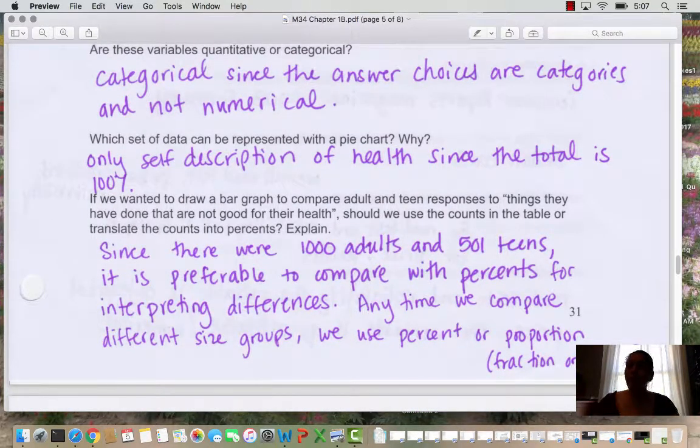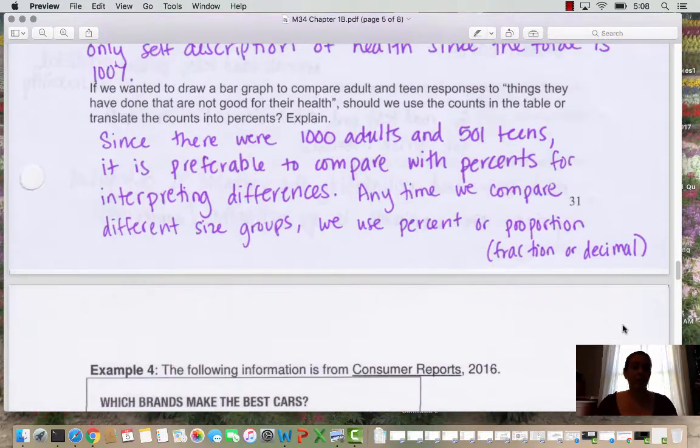So if we wanted to draw a bar graph to compare adult and teen responses, should we use the counts in the table or translate the counts into the percents? So since there were 1,000 adults and 501 teens, not the same amount in each group, it's preferable to compare with percents for interpreting differences. Anytime we compare different size groups, we want to use a percent or a proportion, and the proportion can be the fraction or the decimal. Often we'll see things like we're going to compare groups of 100,000 people if we're comparing people in different states or different cities, because we want the same denominator in our fraction proportion to compare.